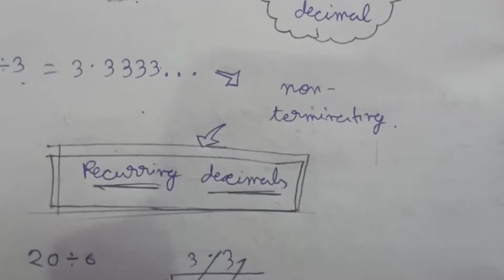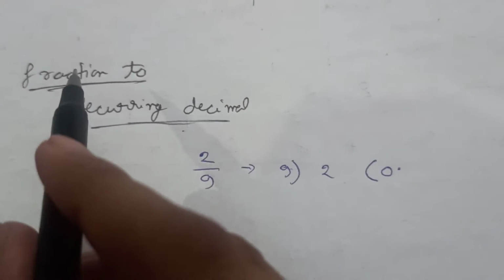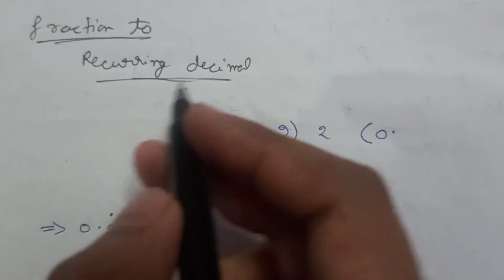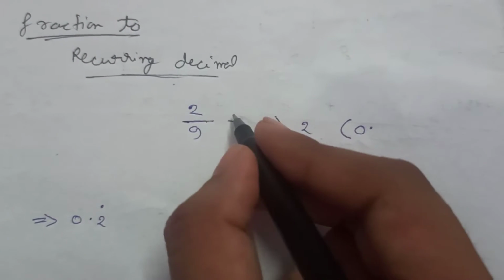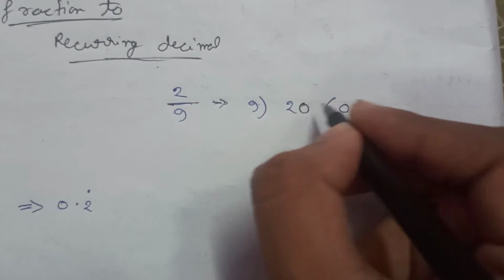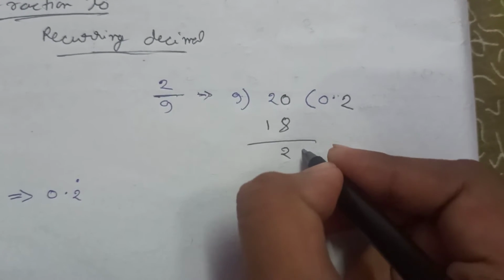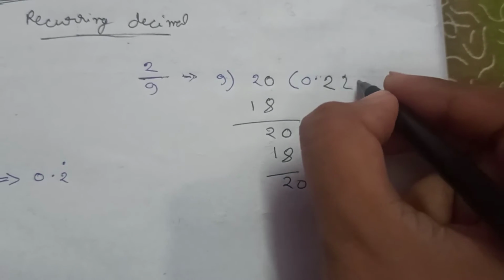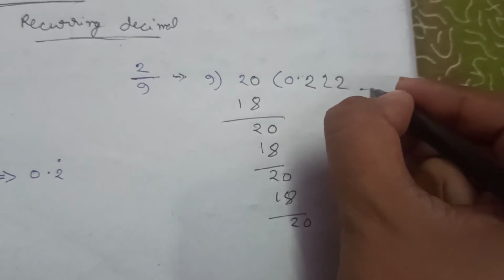Now we will see how to convert a fraction into a recurring decimal. It is similar to how to convert a fraction into a decimal. The fraction is 2 by 9. So I will just divide 2 by 9. I will put a point here and it will be 20. Now I will take 2, 18, again 2, 2. From here we can see that it will keep on going like this, 2, 2, 2, 2, 2, for eternity.